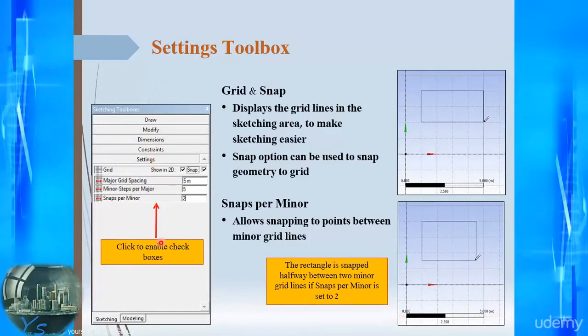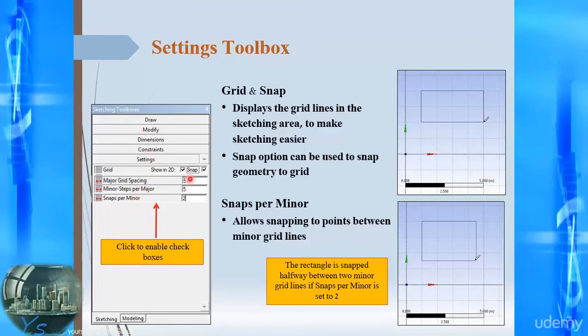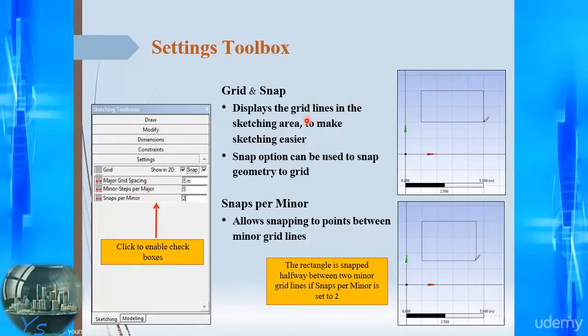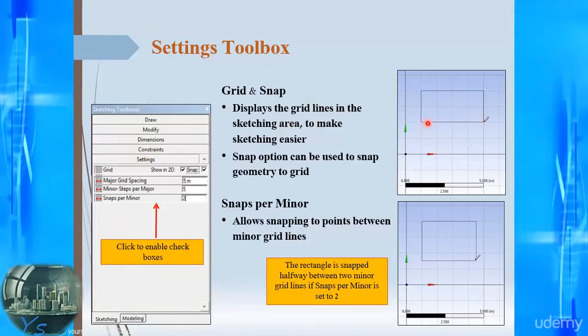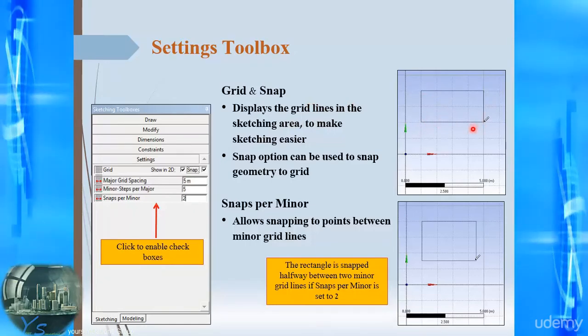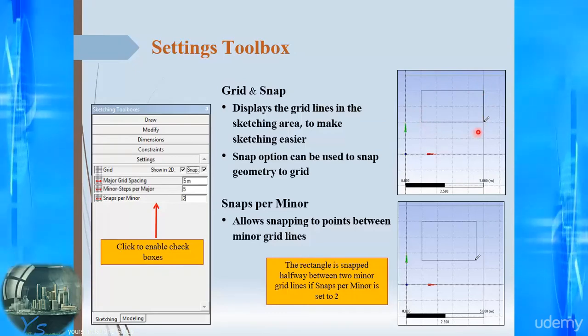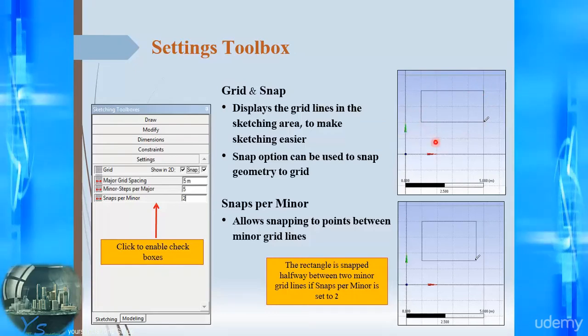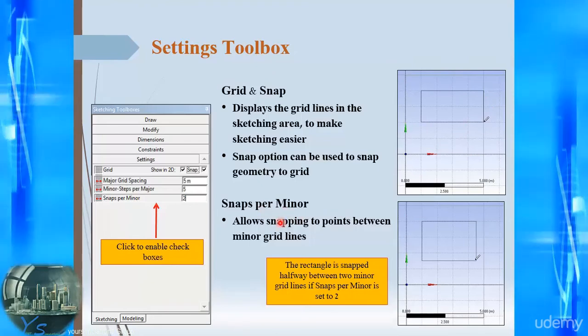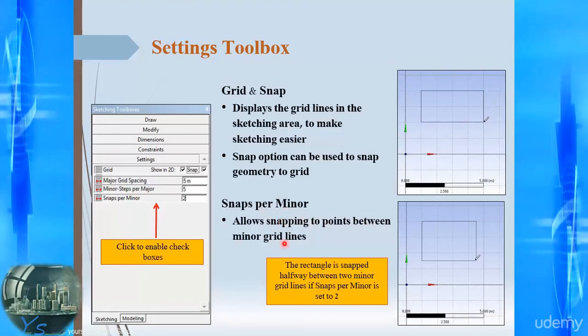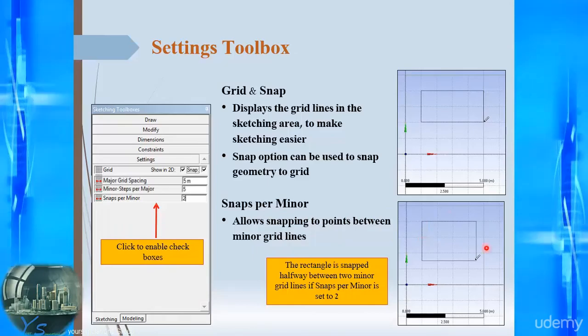We can finally, in the toolbox, see the last option under settings, and we have some options for grid spacing, which are on by default. And these are an easy way of creating sketches on the grid so that we can draw and snap to existing grid intersection points. So grid and snap will snap to the existing intersection points to allow for easy sketching. And we can also snap per minor as well to allow snapping to points between the main minor grid lines as shown on the bottom right hand side of the screen here.